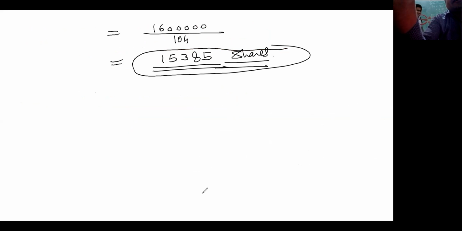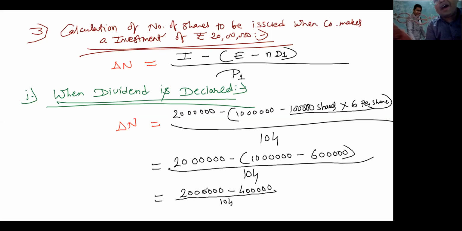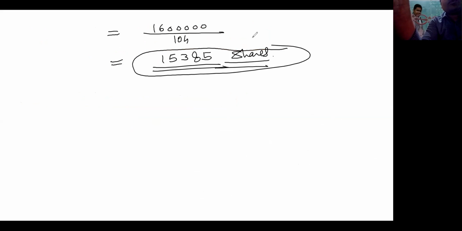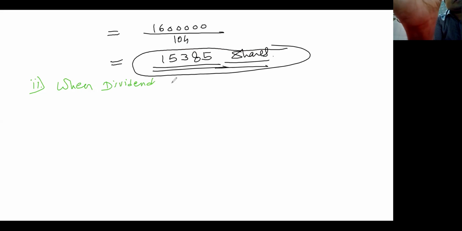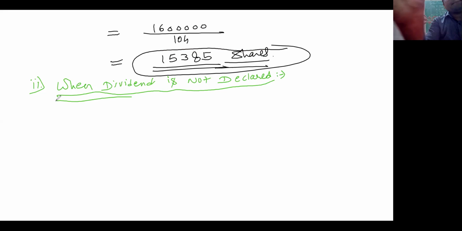So this is done for when dividend is declared. Now secondly we are going to do it for when dividend is not declared. When dividend is not declared, what number of shares do we have to issue? Same formula.